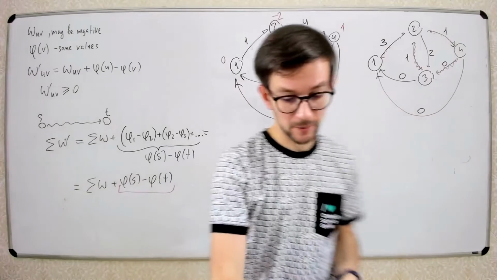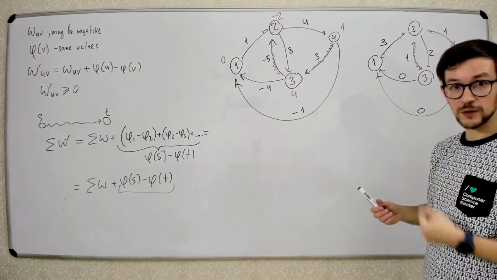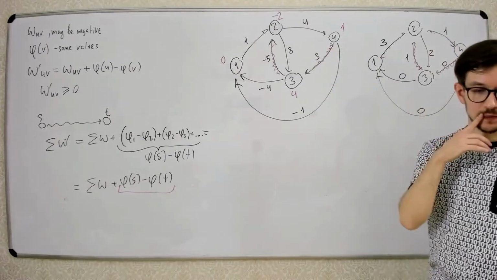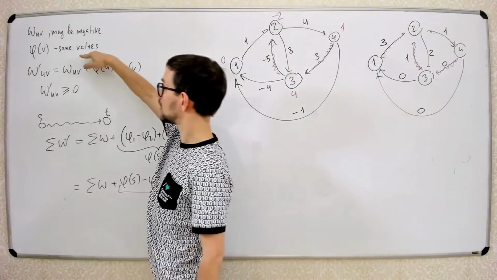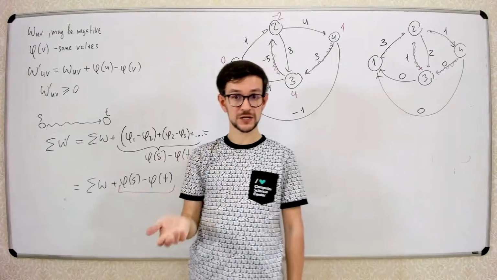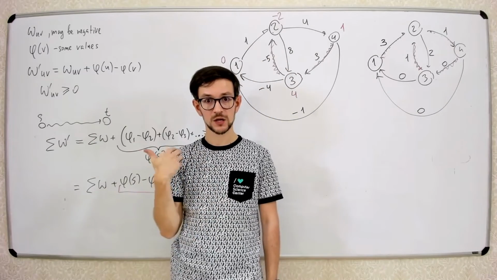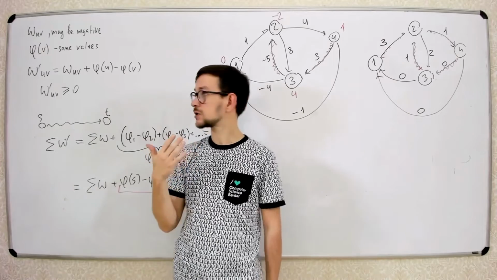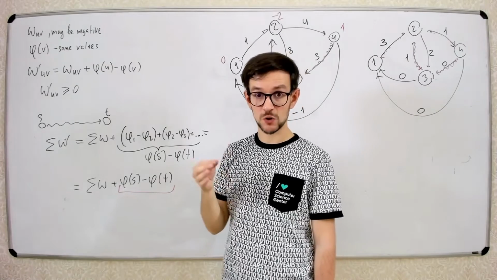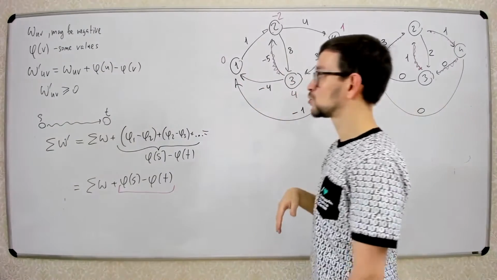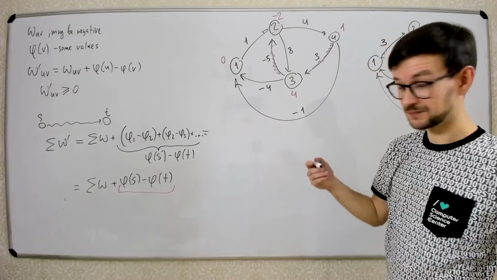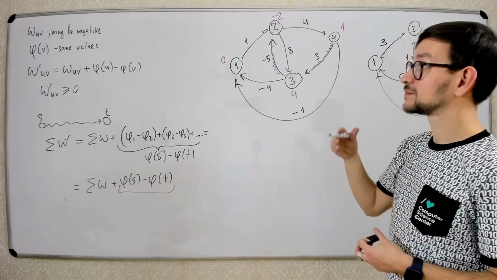Now the final problem: how to find these values? If you have some graph with some negative edges, you want to find these values of potentials. Now we'll prove that if you don't have any negative cycles, it's always possible to find some potential function which gives you non-negative weights in the modified graph. It's always possible, but there's a trick. To find these potentials, we actually need to run the Bellman-Ford algorithm. That's the bummer.